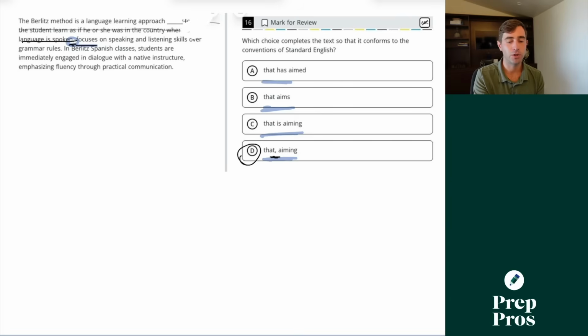Now, the issue for so many students is if they aren't looking out for this or they aren't aware of this concept of extra information, they'll just read through, and all three of these are going to sound a lot better to your ear naturally than D will. And that's what really trips students up.